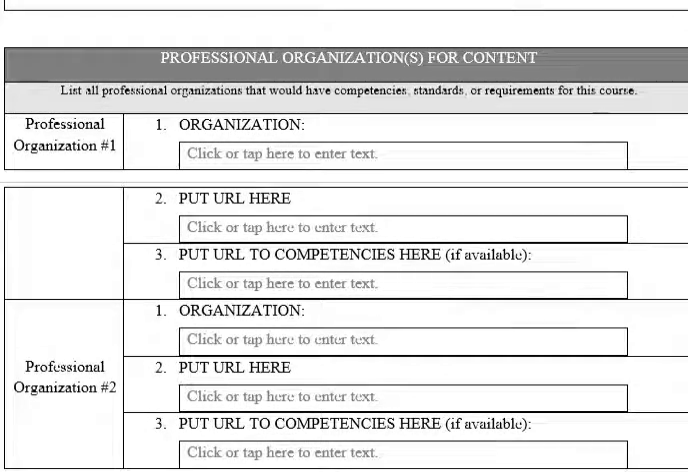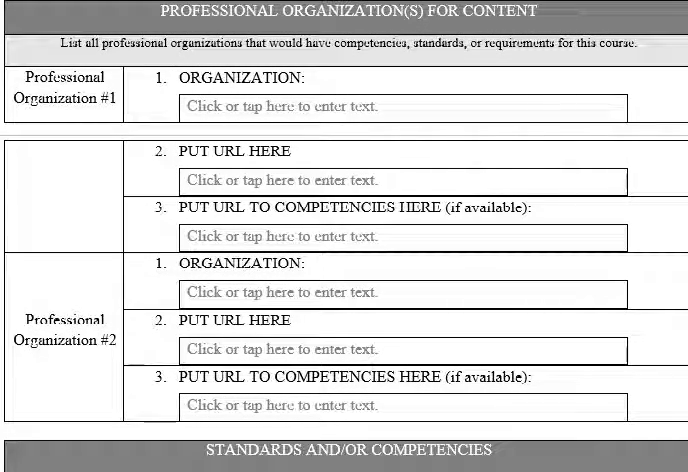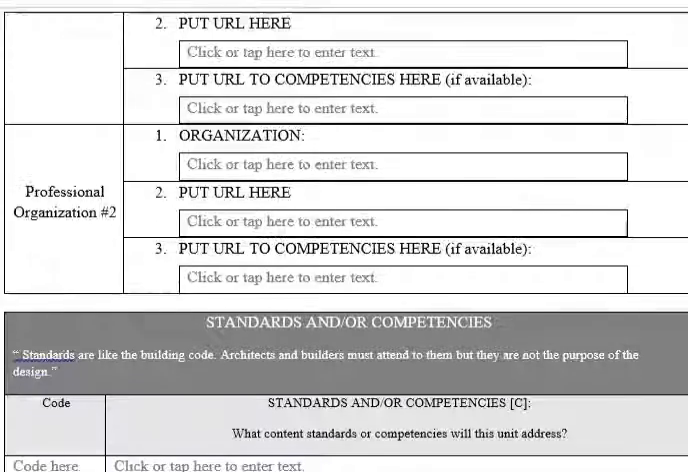Then we move on to professional organizations. This is where you're going to let the audience know, where is this information coming from? What professional organization, and where could we look this information up? What is this tied to? Who are the experts in this field? So again, you want to make sure that you put that information down.